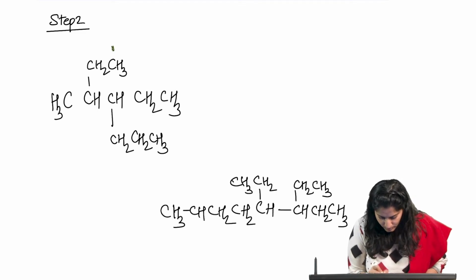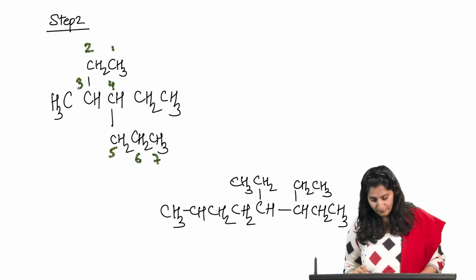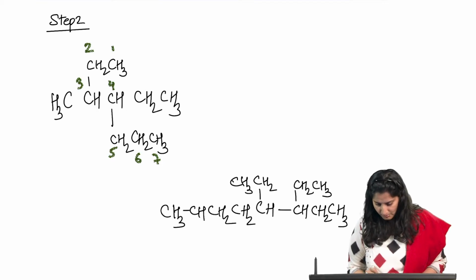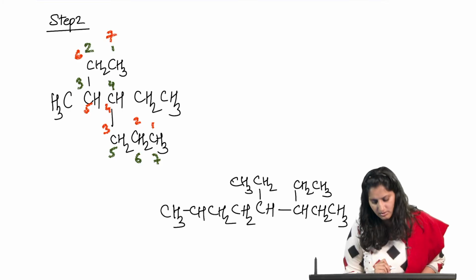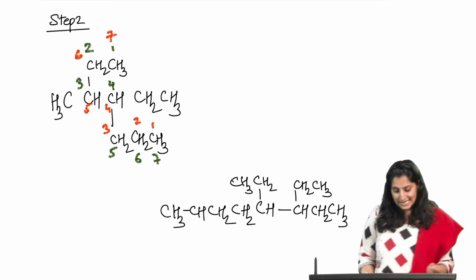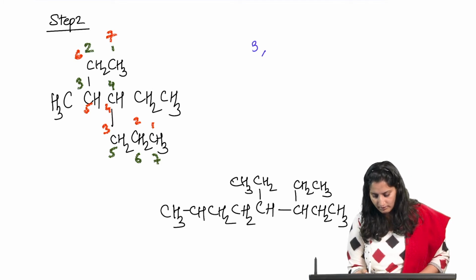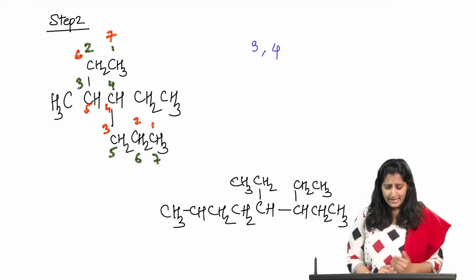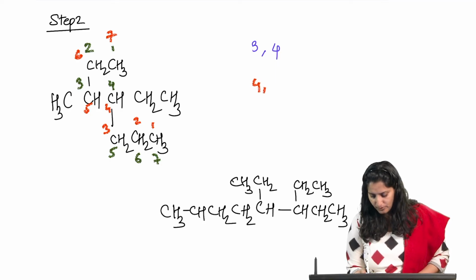So, I have 1, 2, 3, 4, 5, 6, 7, okay, that is the main chain. Now, I can number it as I have shown it here, or I can number it such that I start from this end: 1, 2, 3, 4, 5, 6, 7. Okay. Now, if I use the lettering in green, what you will see is that it has substituents at position 3 and 4, whereas if I use the lettering in red, what you can see is it has substituents at 4 and 5.